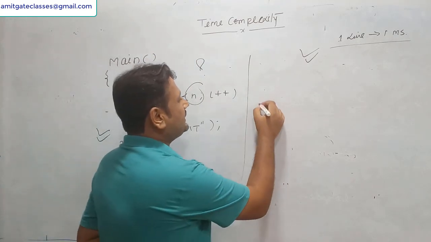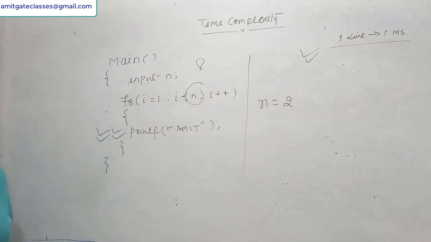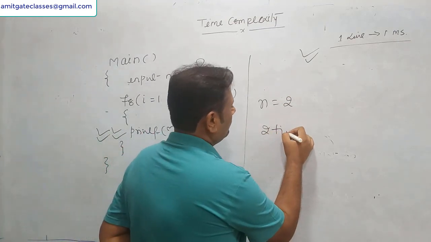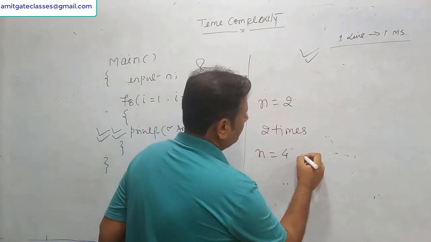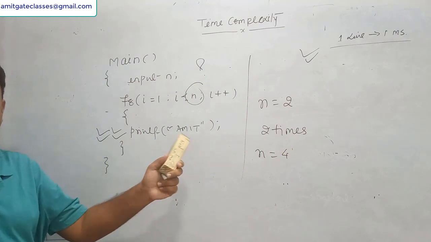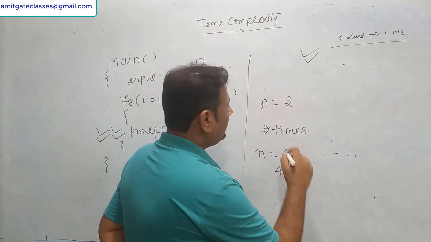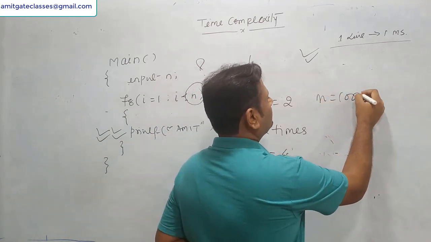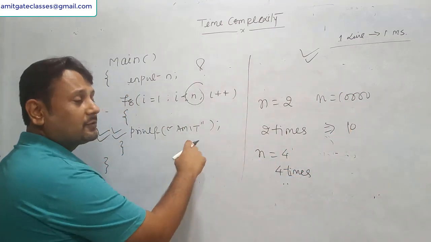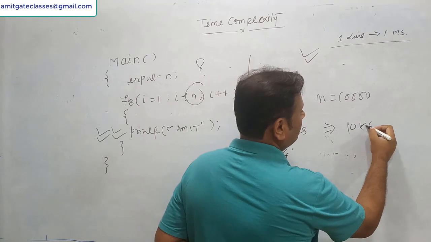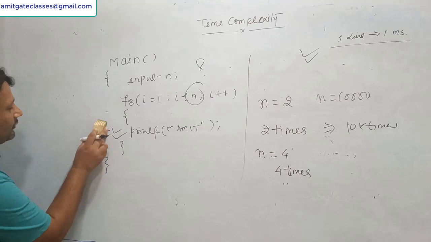If the user gives n equals 2, how many times is this printf statement going to be executed? 2 times. If the user says n equals 4, how many times is this printf going to be executed? 4 times. If the user says n equals 10,000, printf is going to be executed how many times? 10,000 times. That means the time of this entire program, I can add some more things in the program.